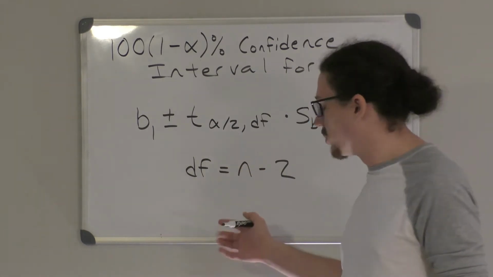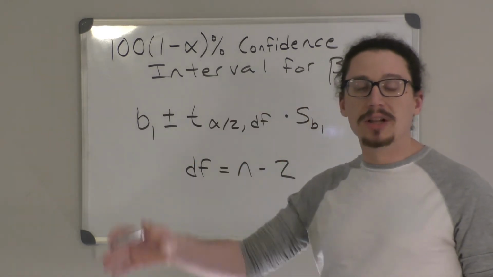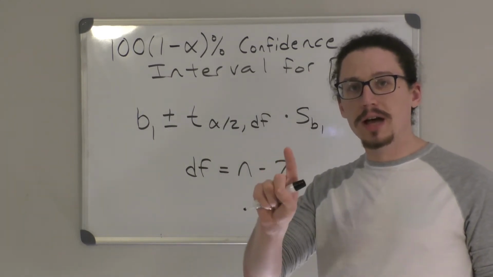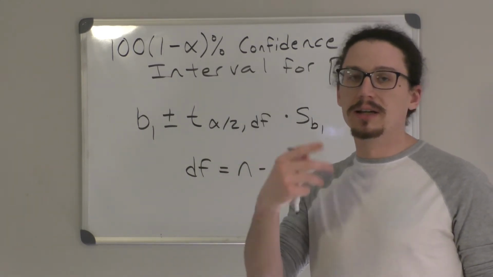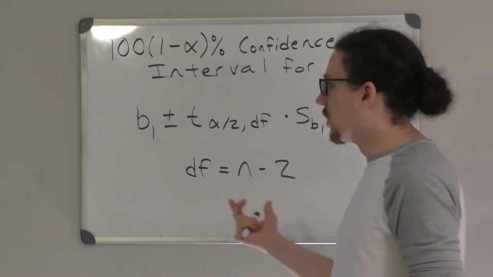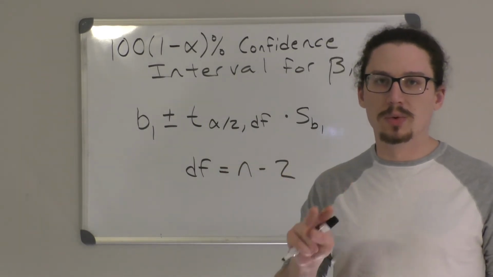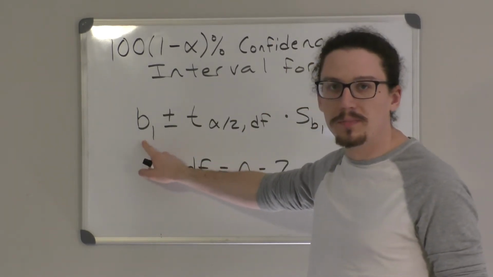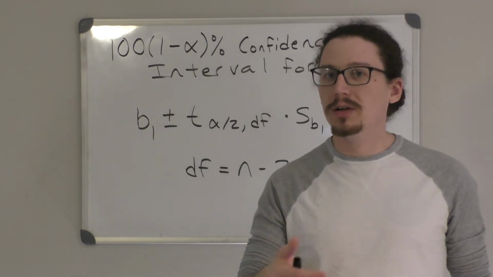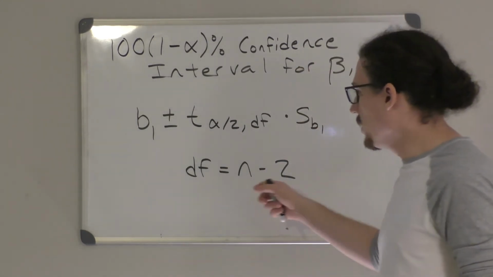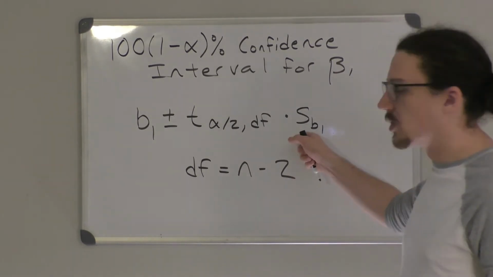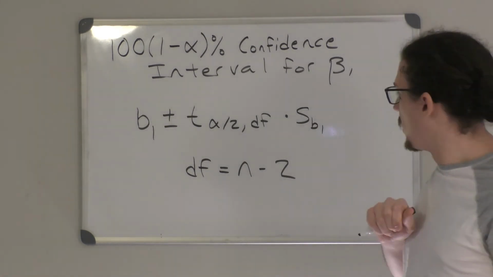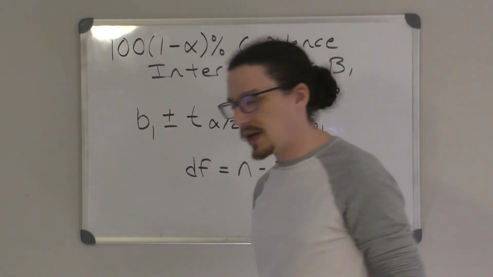The reason it's n-2 is because we are estimating two coefficients. Similar to our degrees of freedom for the population mean, if we're using t, then it's n-1 because we're only estimating one thing, the sample mean. But with regression, we're estimating two things: beta 1 with B1, and beta naught with B naught. So n-2, and then we're going to multiply our critical value by the standard error, SB1. Now let's look at an example.